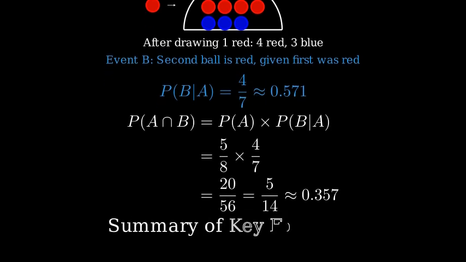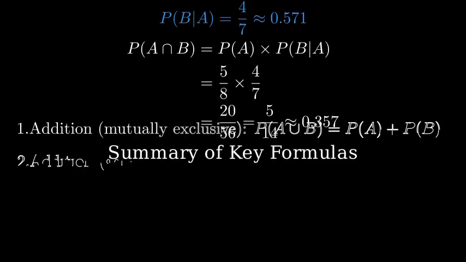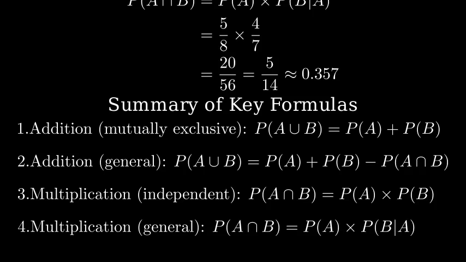Let's summarize the key formulas we've learned today. For the addition rule, 1. When events are mutually exclusive, P of A union B equals P of A plus P of B. 2. In the general case, P of A union B equals P of A plus P of B minus P of A intersection B. For the multiplication rule, 3. When events are independent, P of A intersection B equals P of A times P of B. 4. In the general case, P of A intersection B equals P of A times P of B given A.